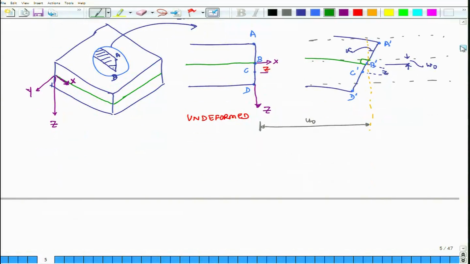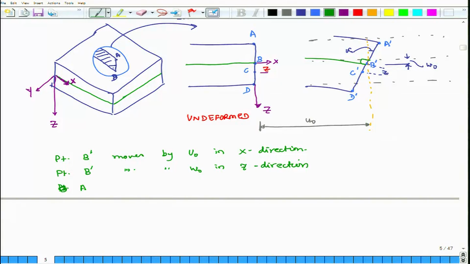Okay. So, we will write down a couple of important points. Point B prime moves by u naught in the x direction. We are talking about the midpoint right now, just the midpoint of the system. Point B prime moves by distance w naught in the positive z direction. And this line AB rotates by angle alpha. Okay. And it is rotating because the plate is bending.